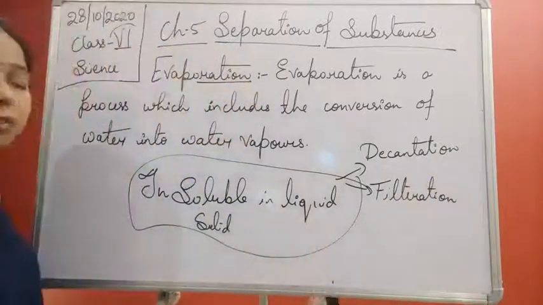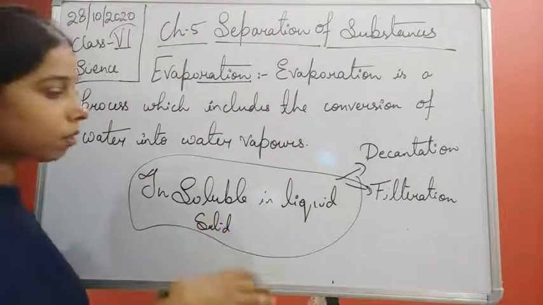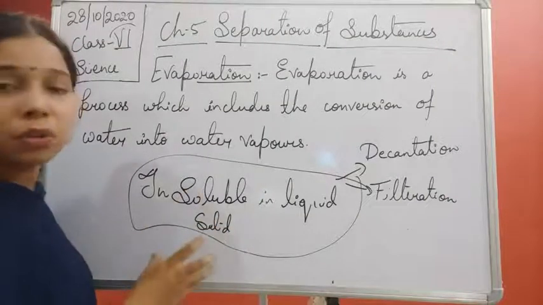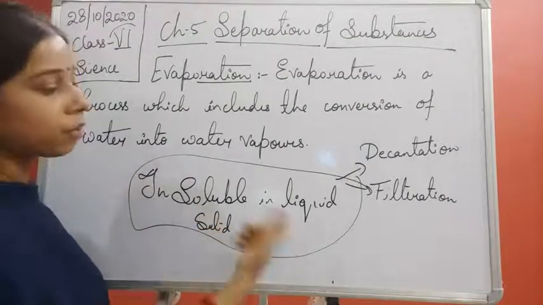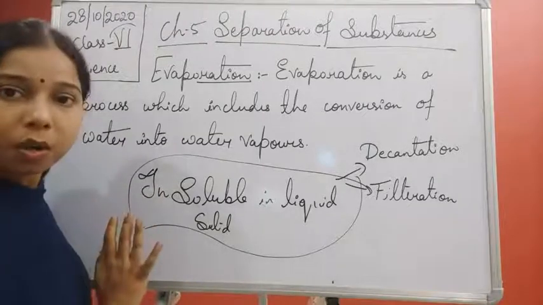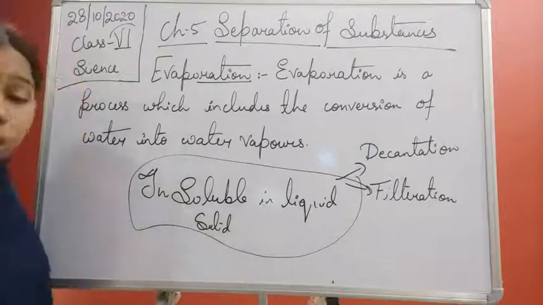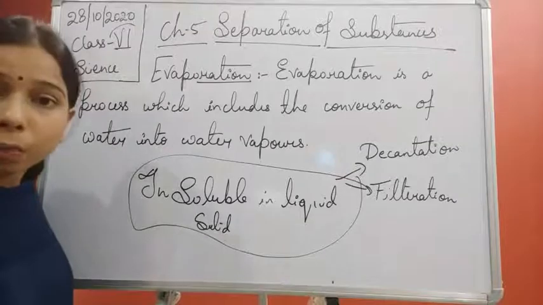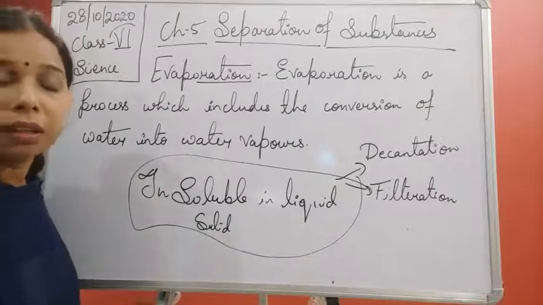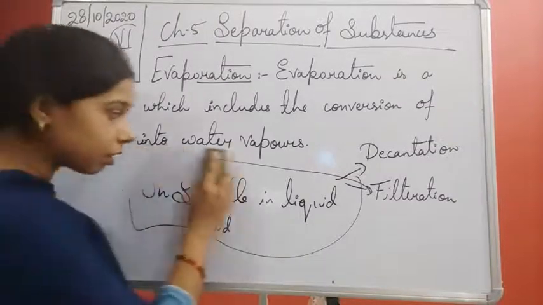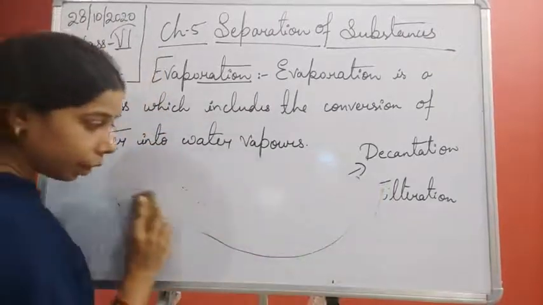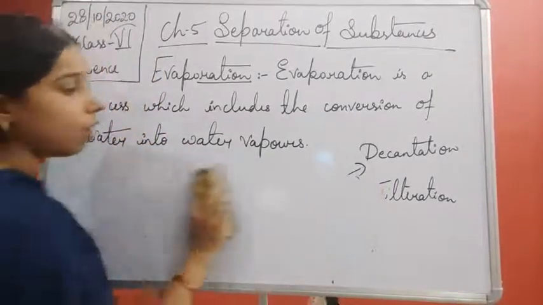Decantation and the filtration process. So these are the two processes by which we can separate the insoluble solid from the liquid substance. Okay. Now, how can you separate a soluble solid, one which gets easily dissolved in the liquid, which gets easily dissolved in the water?